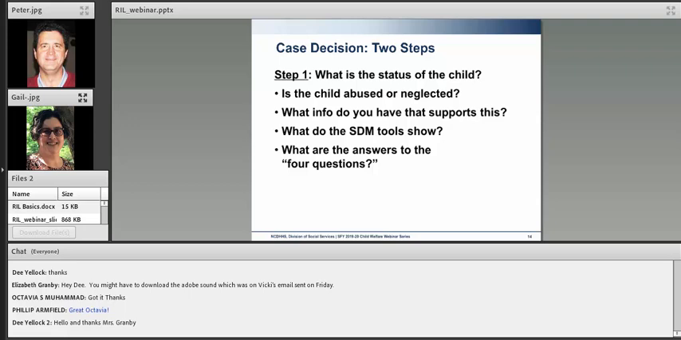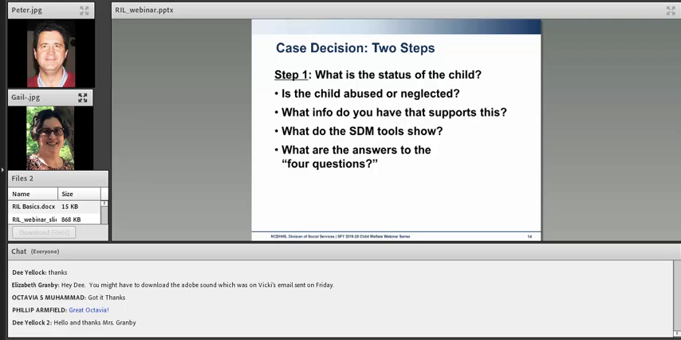Now help me back this up. Do we have a medical exam? Do we have a forensic interview? What are collaterals saying about this? What information do we have that points us to making that decision that, yes, this child is abused or neglected? That's your first step.